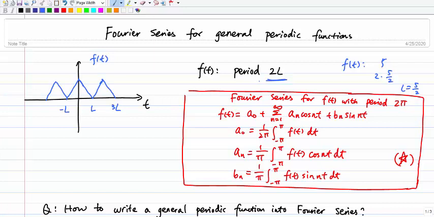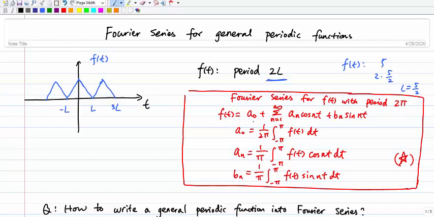So before talking about how to obtain the Fourier series for general periodic functions, let's do a review of the Fourier series for a periodic function with period 2 pi. When I mention period, I mean fundamental period. The Fourier series for a function f(t), which is periodic with fundamental period 2 pi, is given by f(t) equals a0 plus the summation of n from 1 to infinity of an cosine nt plus bn sine nt. If you don't know why that's the case, you can watch my previous video.